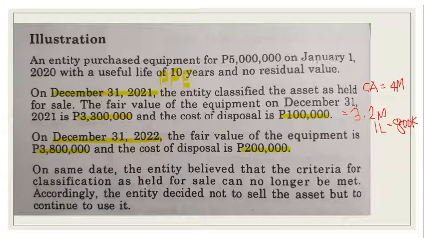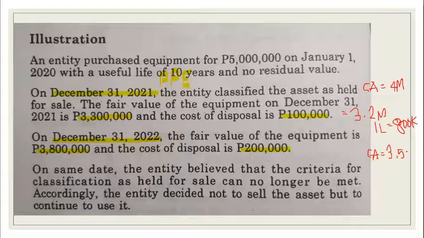So, what that means is, from your cost of the asset, less the accumulated depreciation from January 1, 2020 to 2022, that is 1.5. So, the carrying amount in 2022 is 3.5. Again, this is your carrying amount as if you did not reclassify. So that's 5 million less your accumulated depreciation for 3 years of 1.5 million. So you have a carrying amount of 3.5 million.